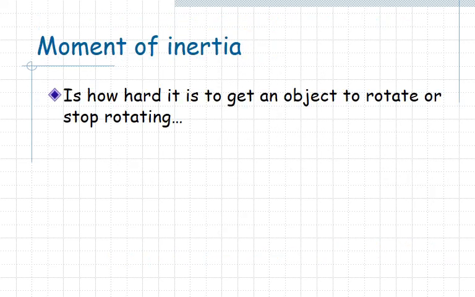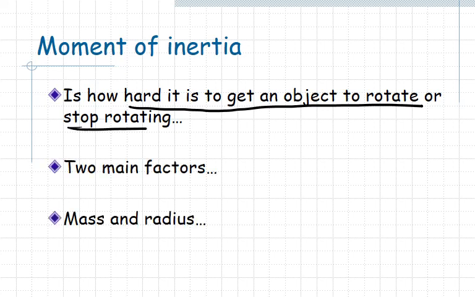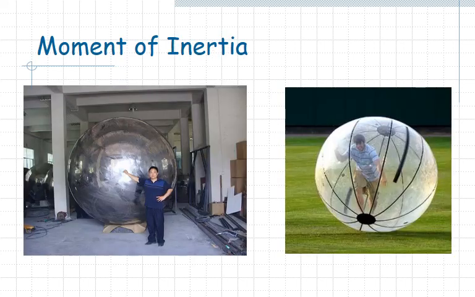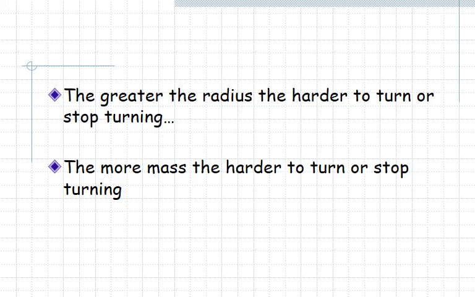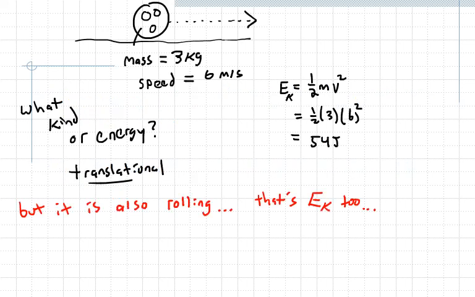So if we do that, again, with moment of inertia, it's how hard it is to get an object to rotate or stop rotating. There are 2 main factors, mass and radius, right? So the more mass that you have, the bigger the radius that you have, the harder it is to either get it moving or stop moving. So for instance, this sphere versus this sphere, obviously this has much lower moment of inertia, much less mass, even though the radius is about the same. And so, yeah, the greater the radius, the harder it is to turn or stop turning. And the more mass, the harder it is to turn or stop turning.